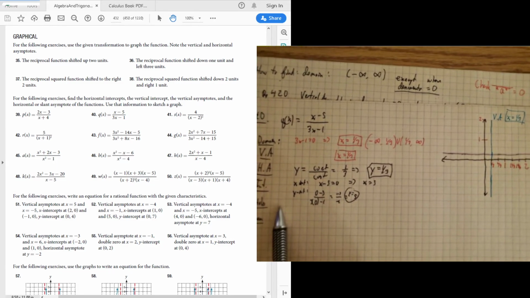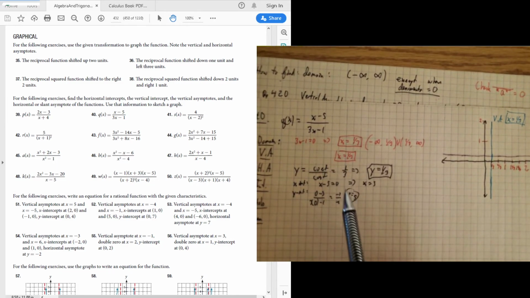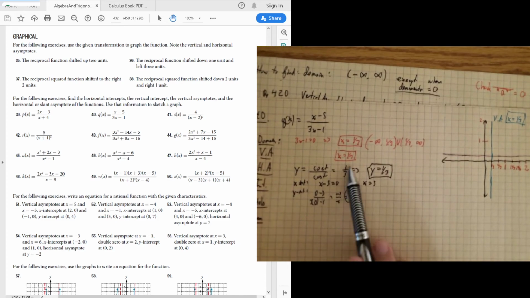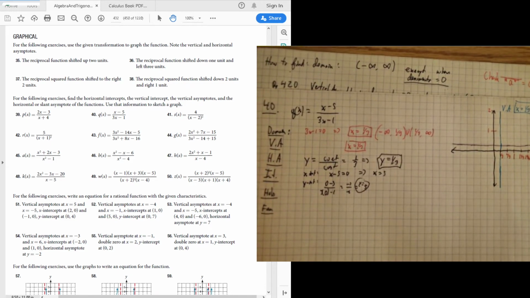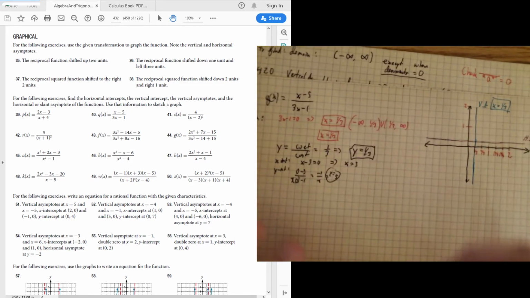All right, holes occur if your vertical and horizontal ever end up matching. So these didn't happen. What I mean is, if there's ever a hole in your domain and you get that same value in your intercept. So like here, my domain was 1/3, but notice how my intercepts were 5 and 5. So they didn't match. So there's no holes. Okay. Let me make a bigger graph.